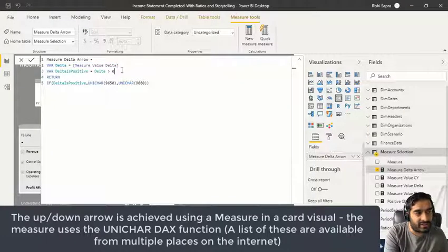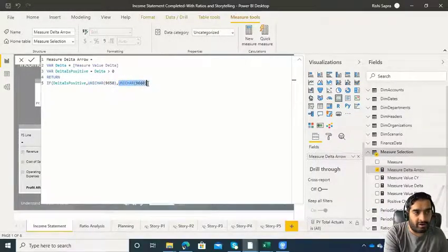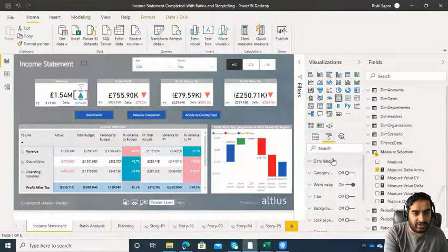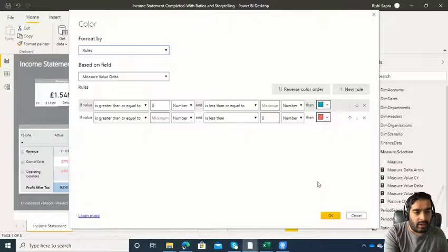We look at that delta, and if it's greater than 0, if it's positive, then we use the Unicode character for an up arrow. Otherwise, we use the Unicode character for a down arrow, and that's what we have there. And then we have the delta, and the conditional formatting on this: if we just go to data label, we can see it's on that same delta, so it's either a positive or negative number. If it's a positive number, then green. If it's a negative number, then red. So just very simple conditional formatting for that.